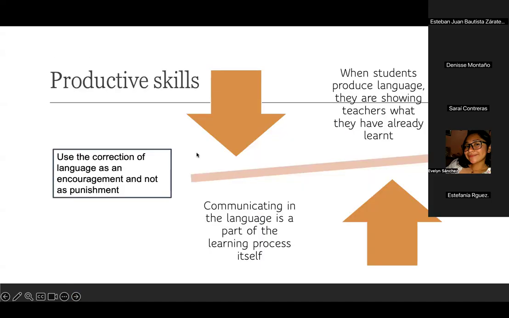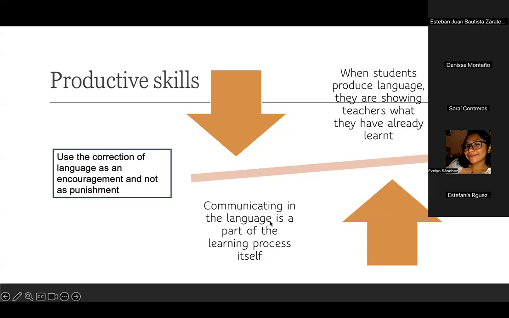Then we are going to review this approach of productive skills. First of all, when we are talking about productive skills, the first part says when students produce language, they are showing teachers what they have already learned in terms of grammar, vocabulary, but as well how they are able to produce. It can be in the written form or in the spoken way.